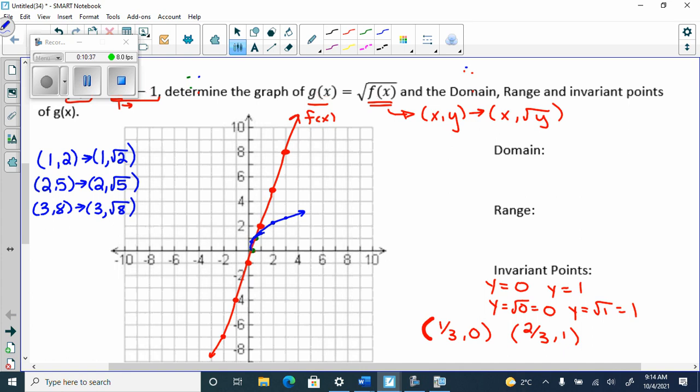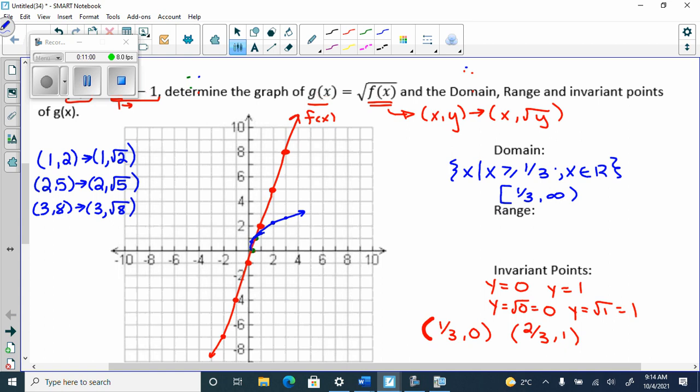So what's my domain? x ∈ ℝ, that's in set notation. Or in interval notation, it's square bracket 1/3 to infinity. And it's a square bracket at 1/3 because it actually starts there.